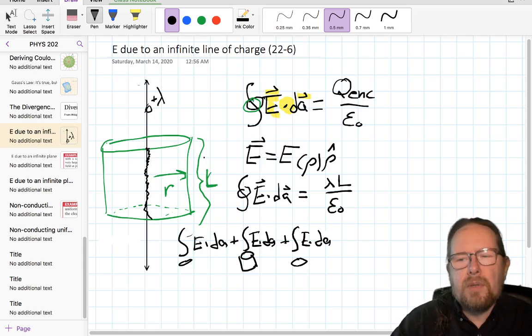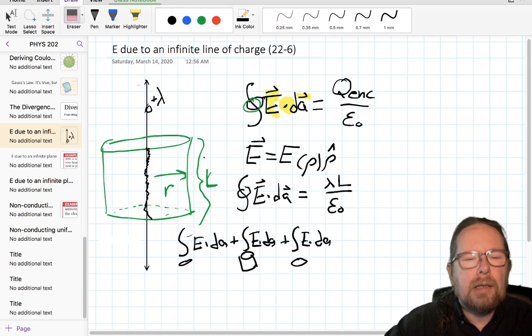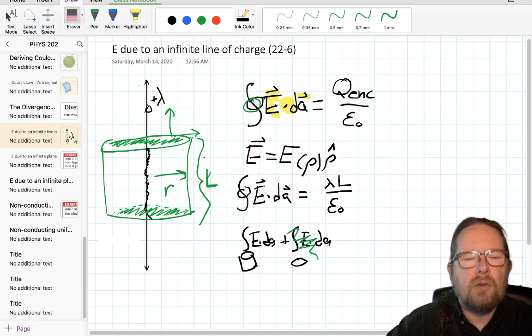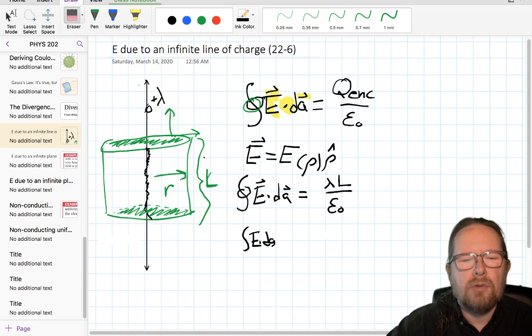But we know from the symmetry of the problem that the integral of E dot dA here is 0 because the dot product of E and A is 0. The area vector is this way, the electric field is this way, so that goes away. And we know the same thing about the bottom, that the integral of E dot dA over that bottom surface is going to be 0. So the only remaining electric field left is the integral of E dot dA over the cylindrical outer surface.